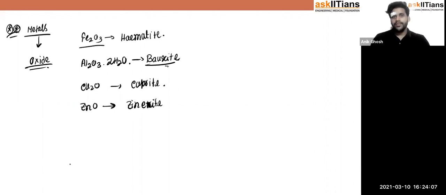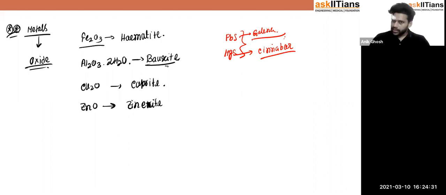There are other states as well, like they are in sulfides. Like PbS, like HgS, like cinnabar and galena. This is called galena. This is called cinnabar. Okay, they are called galena and cinnabar. So all of them are the sulfide ores.